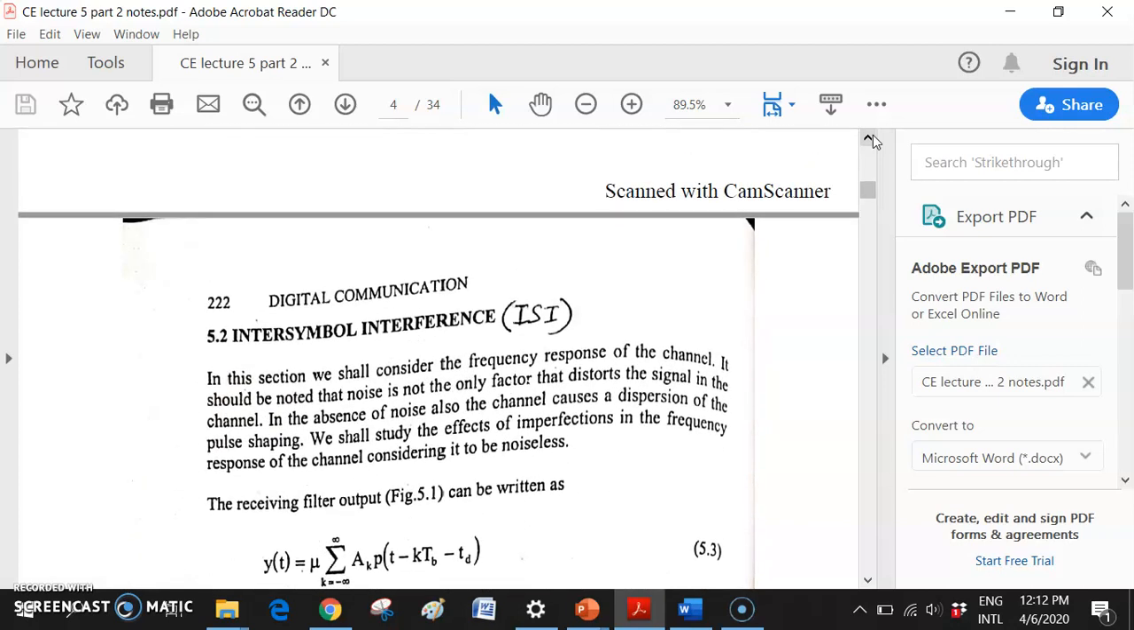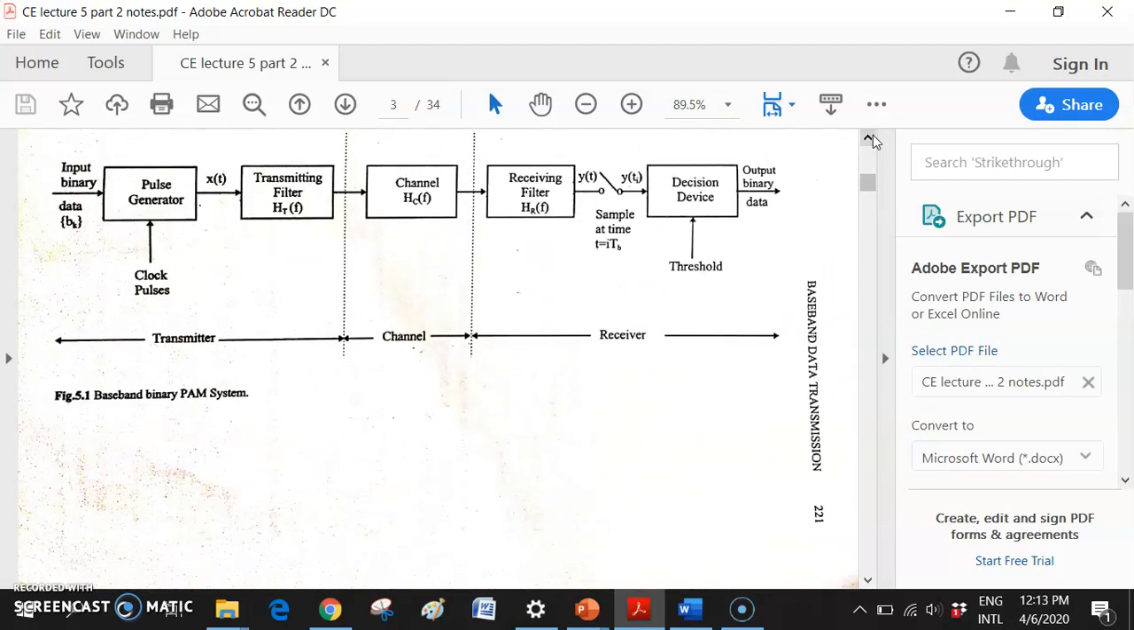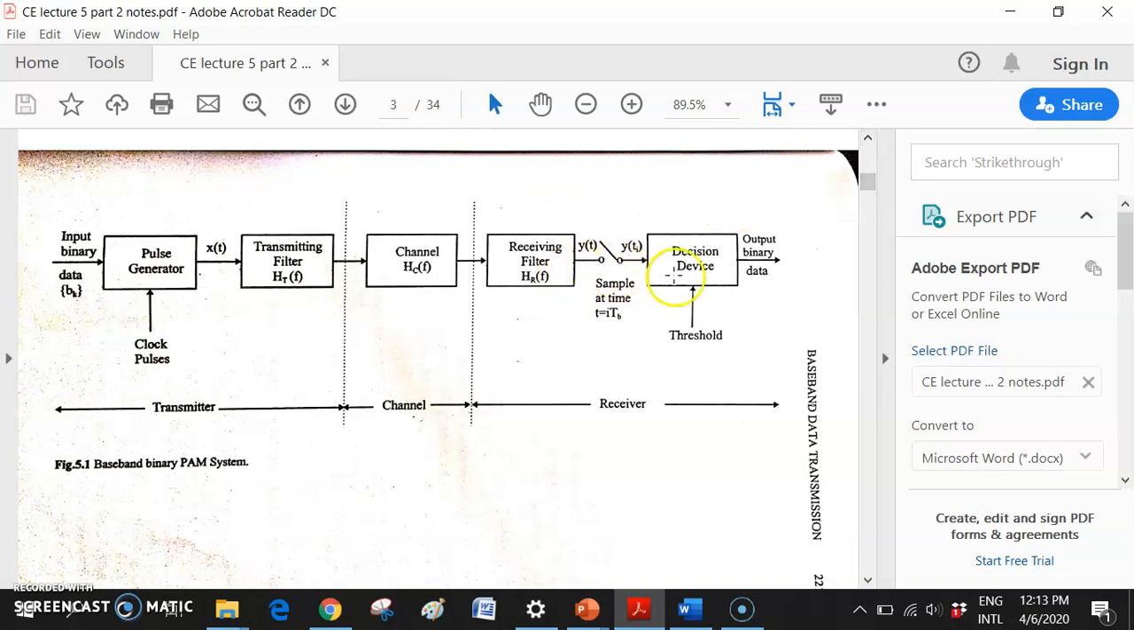If you go to this section, this is not the exact output of the receiver. This is the output of the receiving filter only, YT. Don't be confused. It is not the receiver output. It is the output of the receiving filter of the receiver section. And there is a sampler, so YT will be converted into YKT, the digitized version of the receiving filter output.